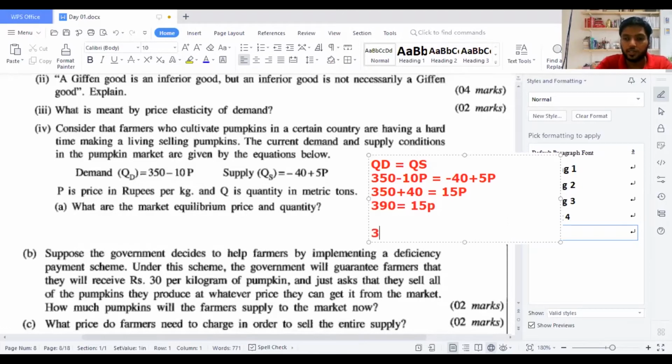How do I divide this, guys? 390 divided by 15 is equal to 15p divided by 15. Okay, so when I divide both by 15, I get the price as 26. This is my equilibrium price, guys, which I have found.